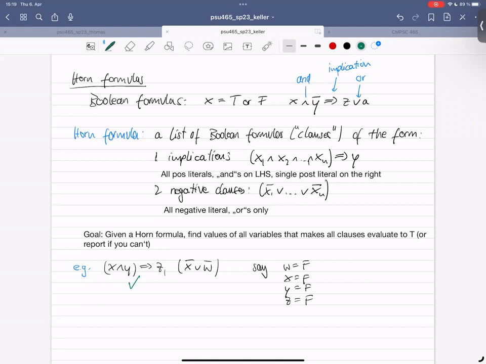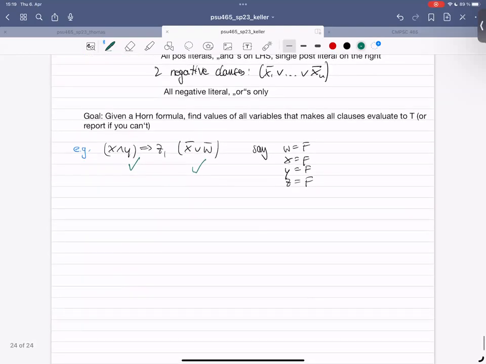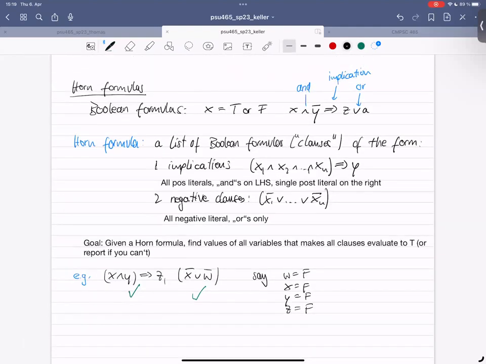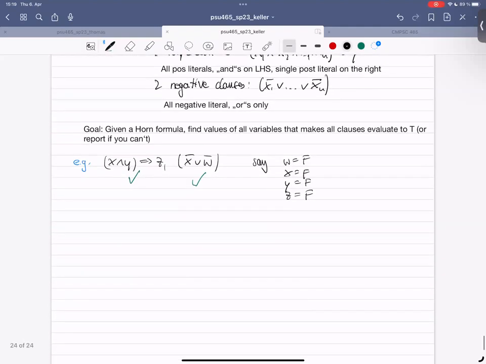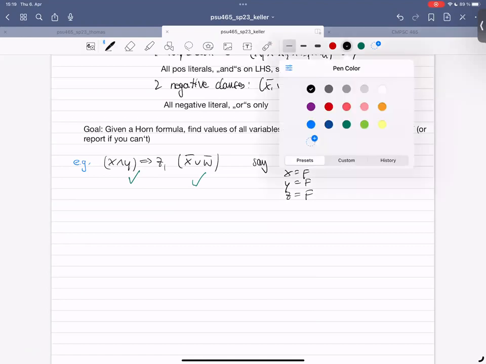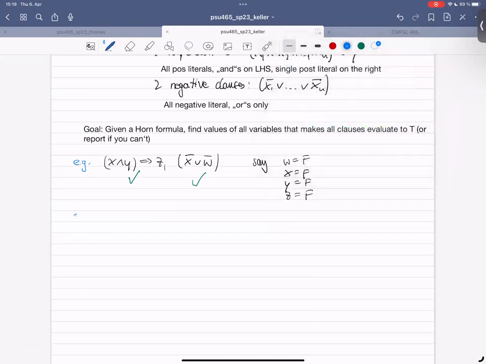This clause says that at least one of the two variables has to be false, and we set both to false, X and Y, so we're fine. And that's why this will evaluate to true. So this is a positive example, very easy solution. A negative example would be the following. Let's call this a counterexample, where such a satisfying assignment doesn't exist.